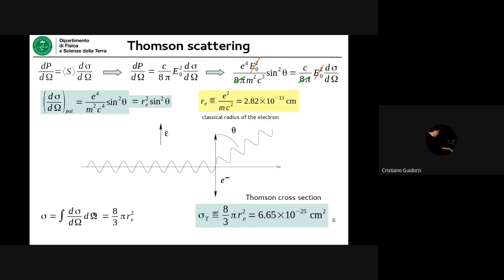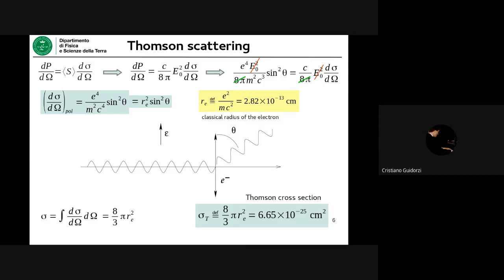But what matters is the cross-section. The cross-section is the radius of the electron squared. So the cross-section scales as 1 over m squared. Both proton and electrons have the same charge, so the numerator is the same. But the electron has a mass which is nearly 2,000 times smaller, which squared means 4 million times. So the corresponding cross-section of the proton is 4 million times smaller.